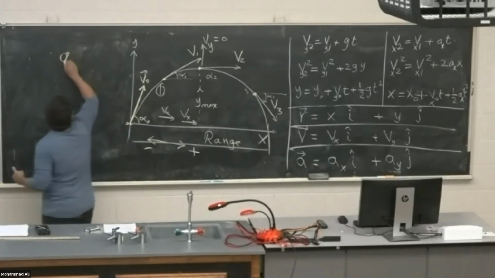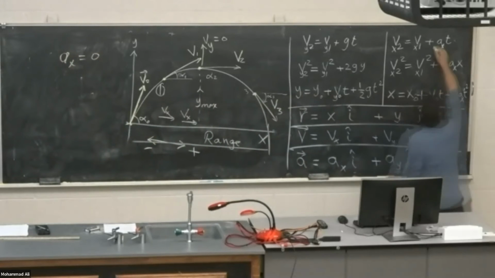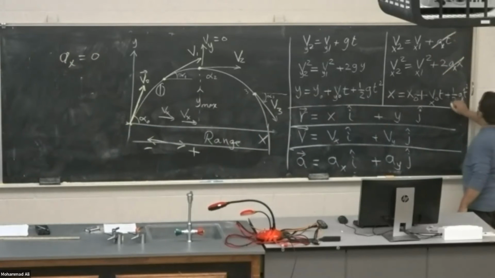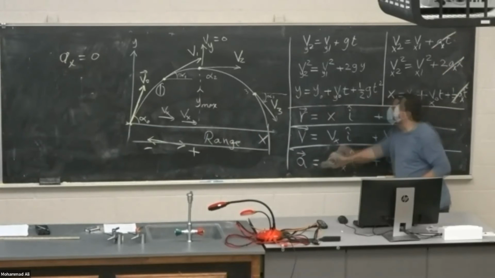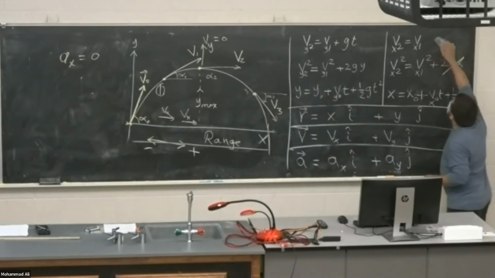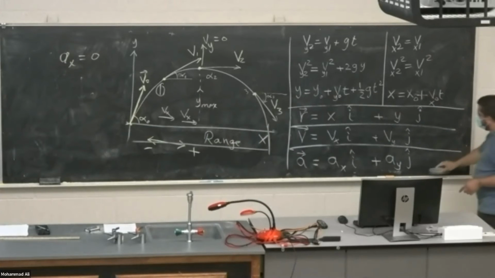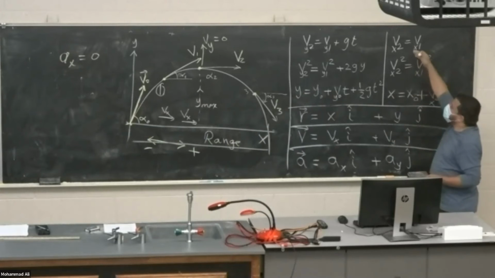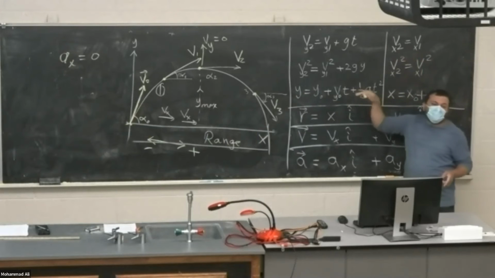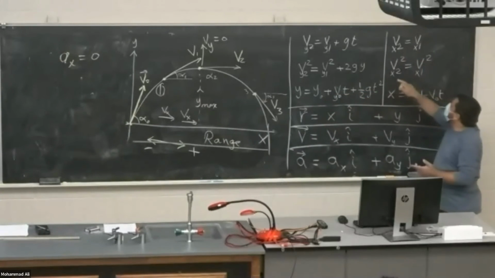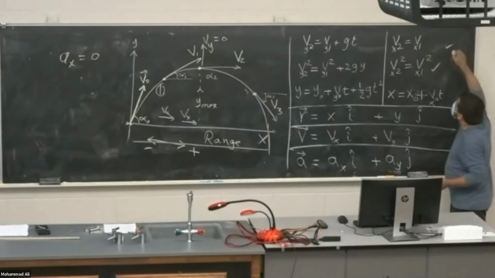We don't have any acceleration in x direction. Ax is equal to 0. So we don't have this term. Okay. We have the equations now in x direction. V2 is equal to V1. V in x direction is the same. V2 squared is equal to V1 squared. It's the same equation.